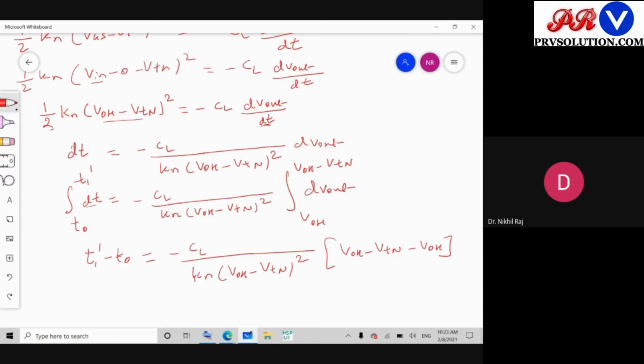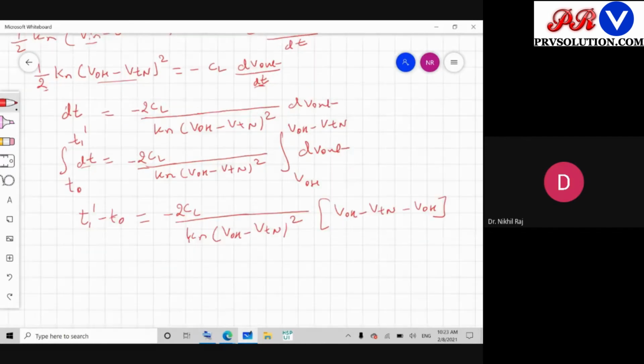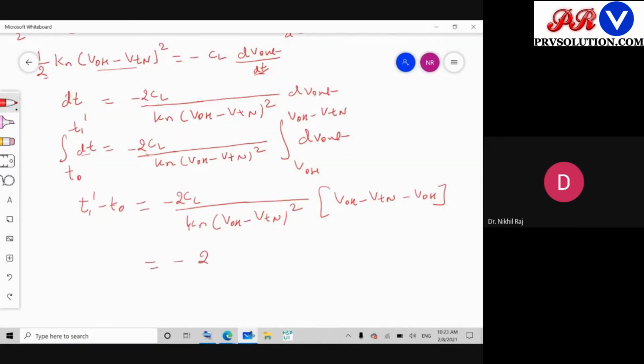Achha, this 2 was left out here. So 2 will come in the numerator part here. We have missed the 2. So ultimately what we get here is minus 2 CL divided by Kn, VOH minus VTN, and when you solve this one, this and this will cancel out, minus minus will become plus, and here we'll get VTN, and this is T1 dash minus T naught. So this is equation 2. So we got the first part, the T1 dash minus T naught value. This will be the value.